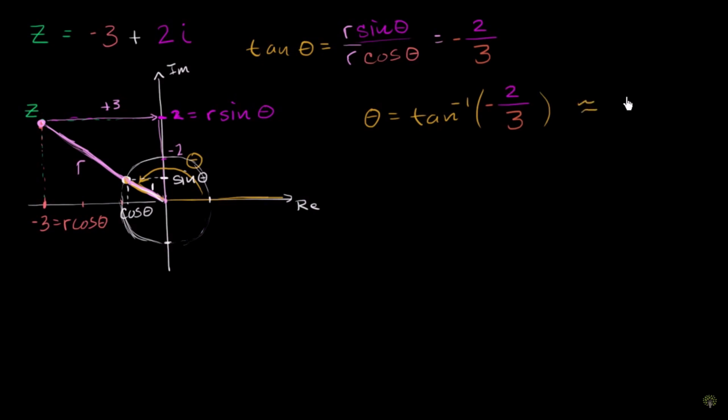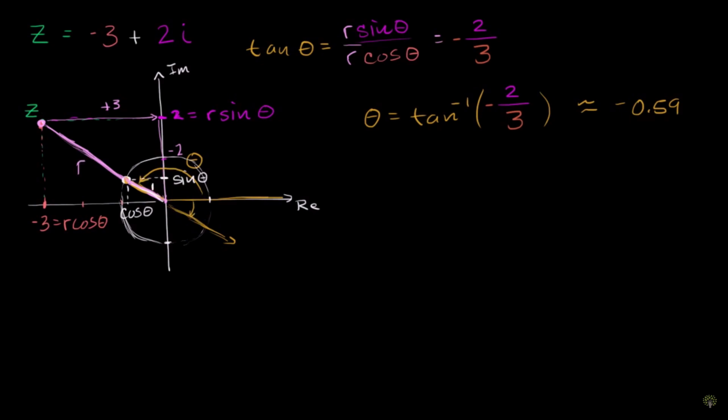This is approximately negative 0.59. Now, is this the right angle? Is this the theta that we are looking for? Well, this theta, negative 0.59, is going to get us over here. That's this angle right over here. That's what the inverse tangent gave us. And it makes sense because this ray is a continuation of this ray right over here. Together they would form a line. It has the same slope. But that's not the theta that we are looking for.